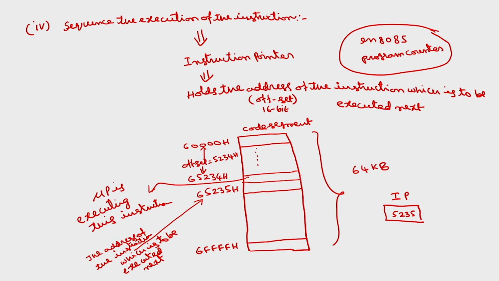Suppose after execution of this instruction, I want to jump here, whose offset is something like, say, A234H. If I want to skip all these instructions, what you have to do is simply load the instruction pointer with the offset address of the instruction which is to be executed next, which is A234H. Then the program control will automatically be transferred to this instruction, skipping all the intermediate instructions. That is how we can sequence the execution of the instructions. This is the instruction pointer.